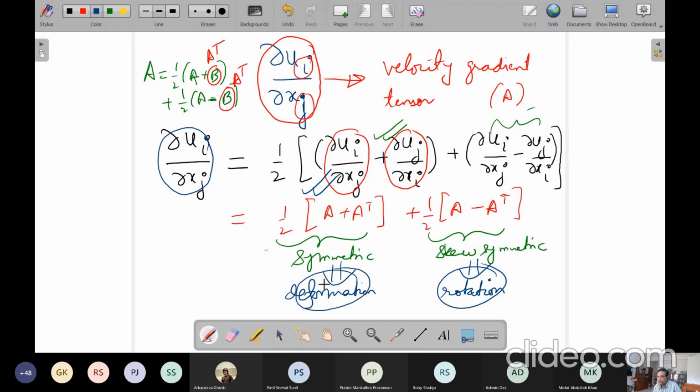Out of that, deformation is something which is actually related to shear force and volumetric force, etc. So that is something which is strongly linked with the stress-strain relationship that we will require for describing the dynamics of viscous flows. Whereas this one is not linked with the stress-strain relationship, because this is simply a rotation.